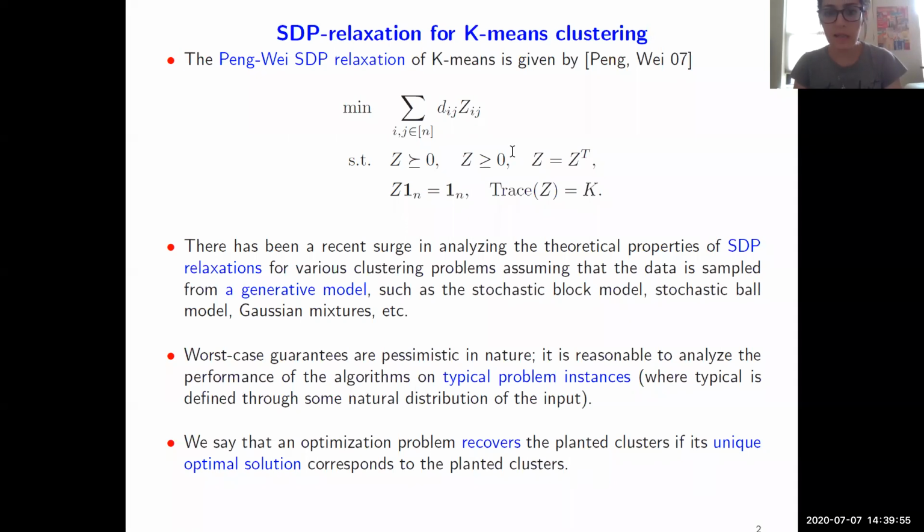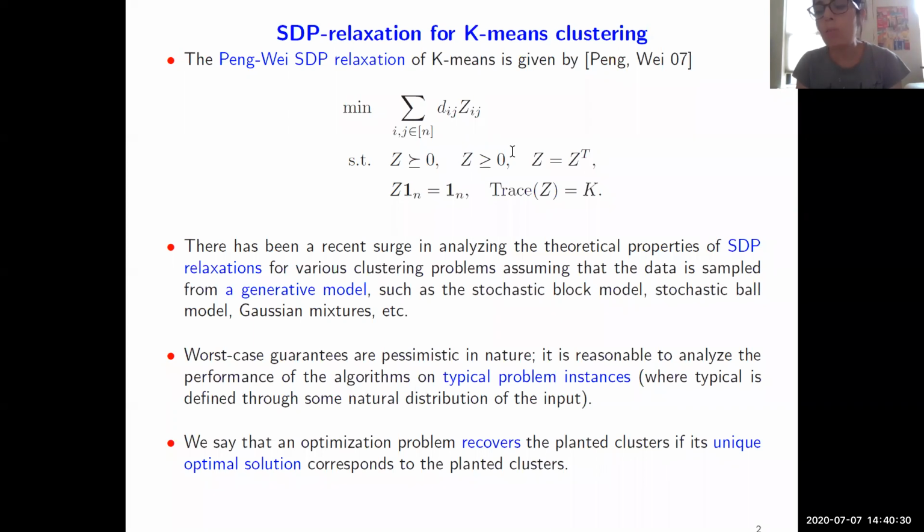Now, what is more recent is this stream of research analyzing the properties of, in particular, SDP relaxations for different clustering, community detection, etc. problems in the data science community, where they assume in addition that the input is sampled from some generative model. So why is that? Well, this is where things somewhat deviate from the traditional optimization way of doing things. They say, well, you know, worst-case guarantees are pessimistic.